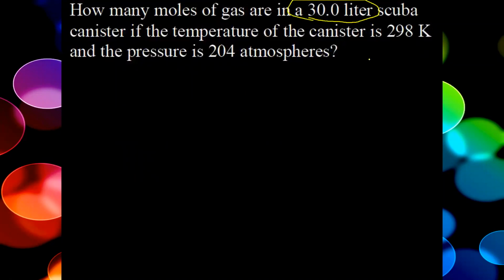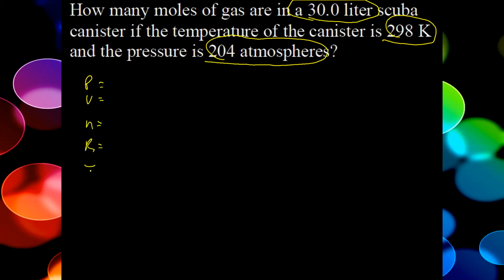So I've got 30 liters. I've got temperature. It's already in kelvins. That's helpful. And I've got 204 atmospheres. Make my little chart, P, V, R and T. Pressure, 204 atmospheres. Volume, 30 liters. Let the labels tell you what it is. I'm looking for moles, and the temperature is 298 kelvins.